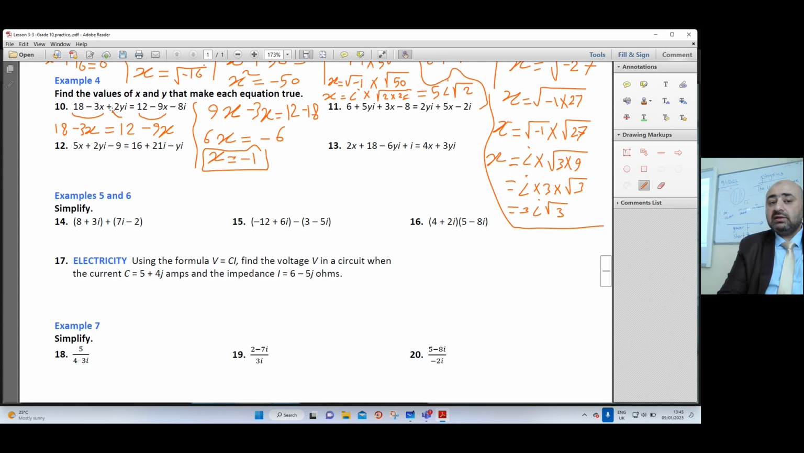Then you can take the imaginary number in the first side with the imaginary number in the second side. So 2yi equals negative 8i. We can remove i from the two sides. Then we can solve this equation, divide by 2, divide by 2. So y equals negative 4. Now solve number 11, please.